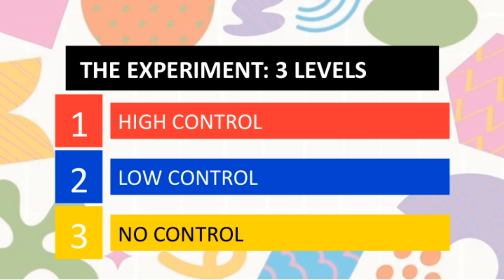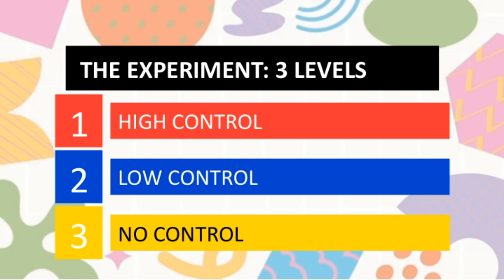Moving to the middle, low control, rated as level 2, indicates that there is some degree of influence or manipulation, but it's limited. For example, we might control certain variables while others are left to natural variation. Finally, at the bottom, high control, which is level 1, represents situations where the experimenter has a high degree of influence, often through carefully designed experiments where variables are tightly regulated. Understanding these levels helps us grasp how much influence we can exert in different research scenarios, which directly impacts the reliability and interpretation of our results.